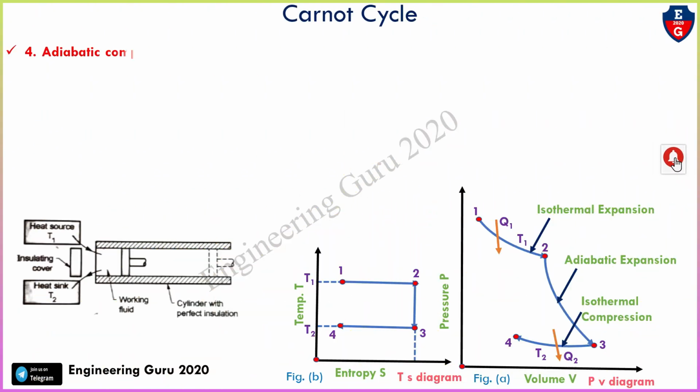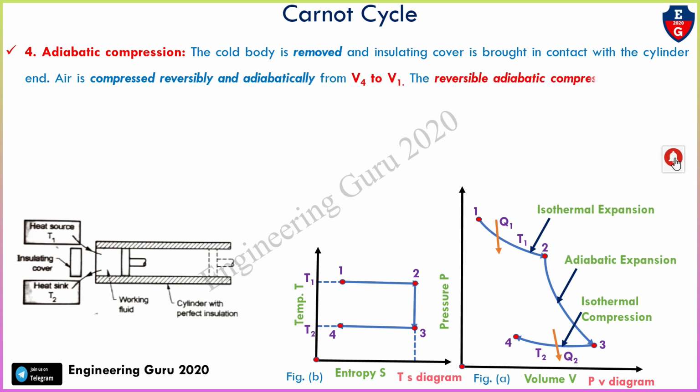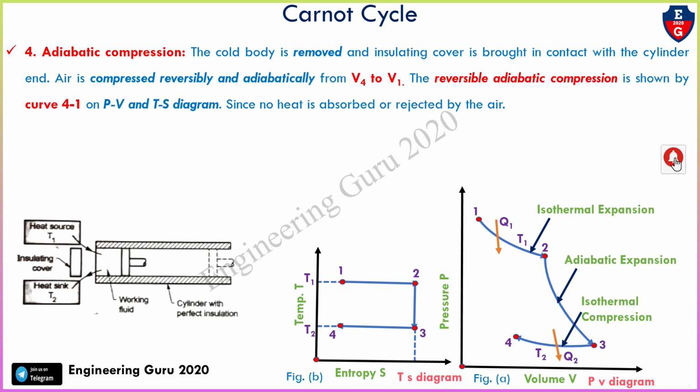Now, the final step, that is adiabatic compression. The cold body is removed and the insulating cover is brought in contact with the cylinder end. The air is compressed reversibly and adiabatically from V4 to V1. The reversible adiabatic compression is shown by curve 4-1 on the PV and TS diagrams, since no heat is absorbed or rejected by the air.